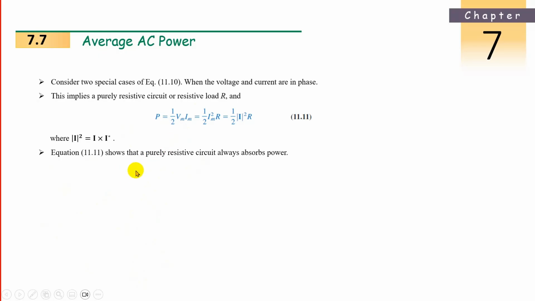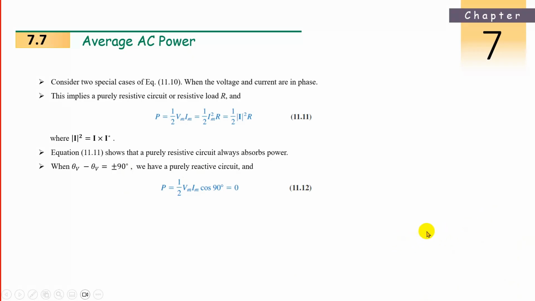We know the equation of the power: half Vm Im cos(theta V minus theta I). Now, purely inductive, there is no resistance. What happens when theta V minus theta I is plus or minus 90? We have a purely reactive circuit. Now half Vm Im cos 90 degrees is 0. So what it means is there is no power when it is purely inductance or purely capacitance.